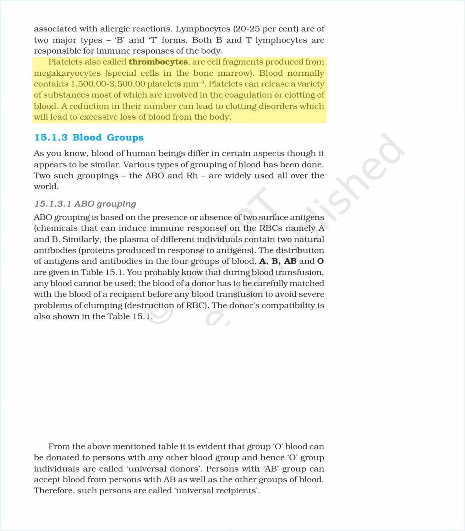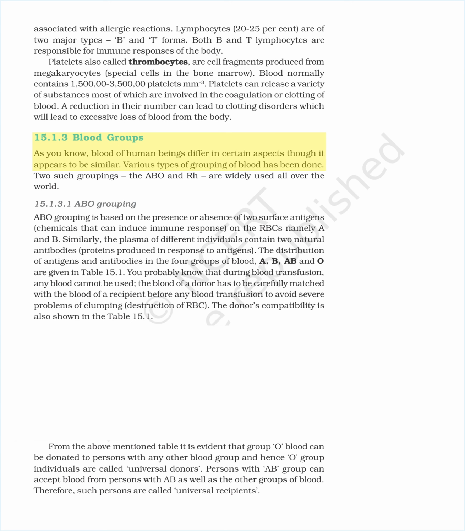Platelets, also called thrombocytes, are cell fragments produced from megakaryocytes, special cells in the bone marrow. Blood normally contains 1,500,00 to 3,500,00 platelets per cubic millimeter. Platelets can release a variety of substances, most of which are involved in the coagulation or clotting of blood. A reduction in their number can lead to clotting disorders, which will lead to excessive loss of blood from the body.